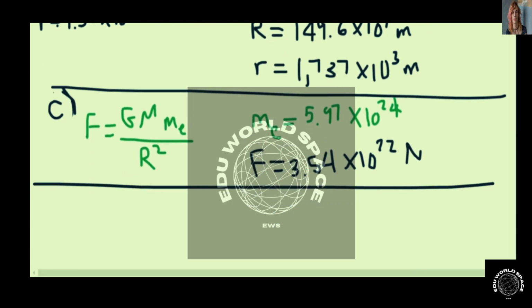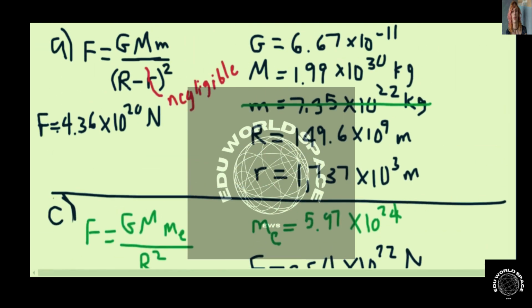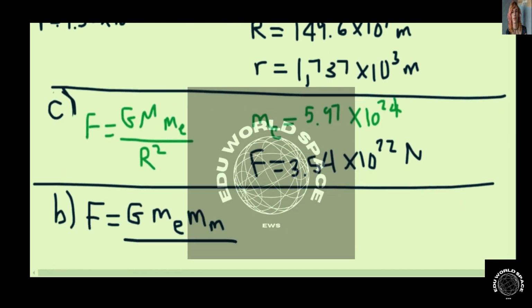So let's look at what B was. Apparently I skipped B. I read C instead. B is asking us about Earth on the moon. So Earth on the moon. So F equals G, this has to be mass Earth, mass moon over the radius Earth moon. That's little r squared.